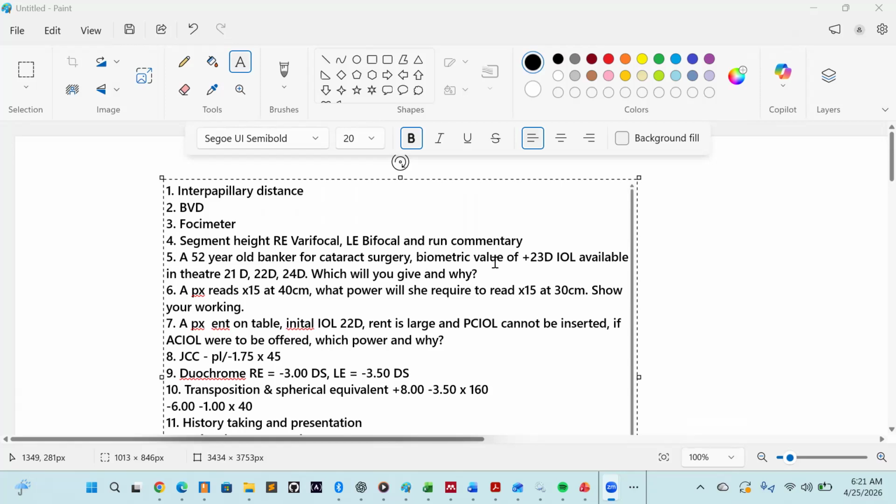You can start at the temporal limbus of one eye, then end at the nasal limbus of the other eye, or nasal limbus of one eye and the temporal limbus of the other eye. And for the near IPD, you sit down, if there is a chair, because you have to be on the same level as the patient.